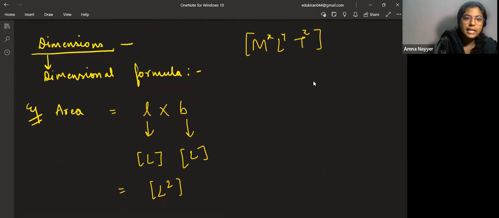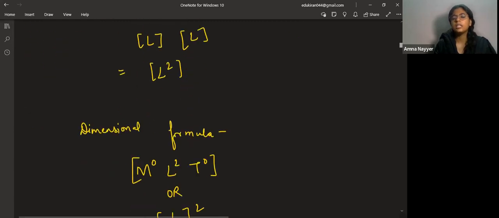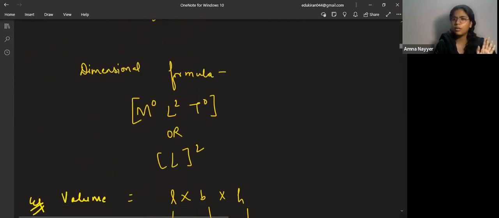Now, area: length into breadth. Length's dimension is L. Breadth is also a form of distance, length only, so that will also be L. So the formula becomes L square. Since mass is 0 and time is 0, the entire formula can be written as M0 L2 T0. This is how the dimensional formula works.